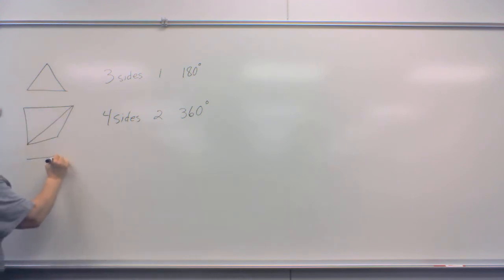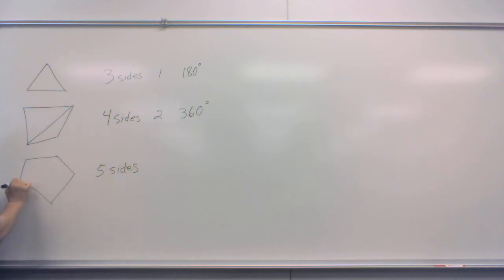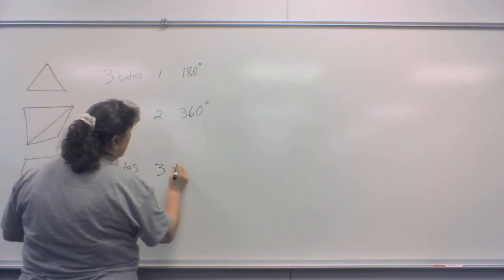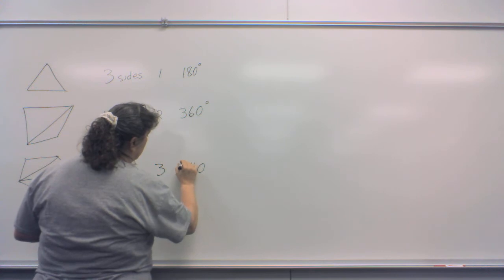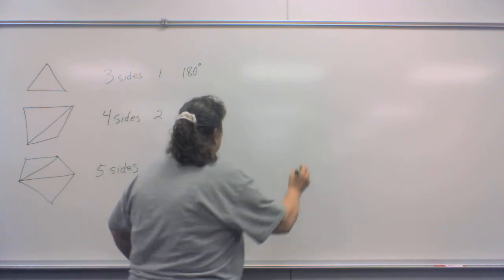Okay, let's go to a 5-sided shape. Again, we're going to choose one angle. This is 5 sides. Choosing one angle, 1, 2. This side connects to every other angle. So that divides this 5-sided figure into 3 triangles. So 3 triangles is 3 times 180, which is 540 degrees. Okay, now let's look at a 6-sided figure.